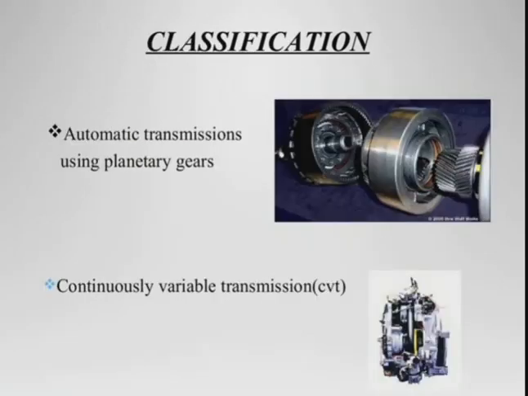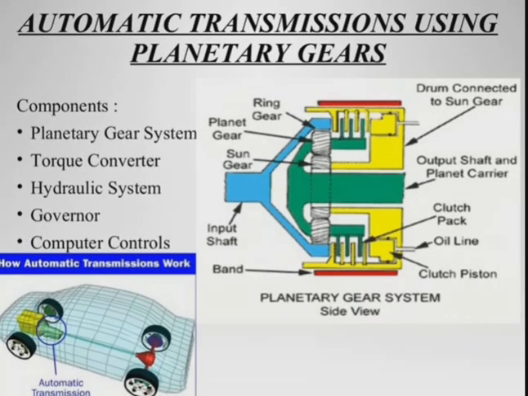So mainly the classification comes as automatic transmissions using planetary gears, and also the continuously variable transmission system. You can see the figure of an automatic transmission using planetary gears here. This one is an automatic transmission using a planetary gear, and here you can see the CVT, also known as continuously variable transmission. Now what are the main parts, and how is this automatic transmission system going to work?